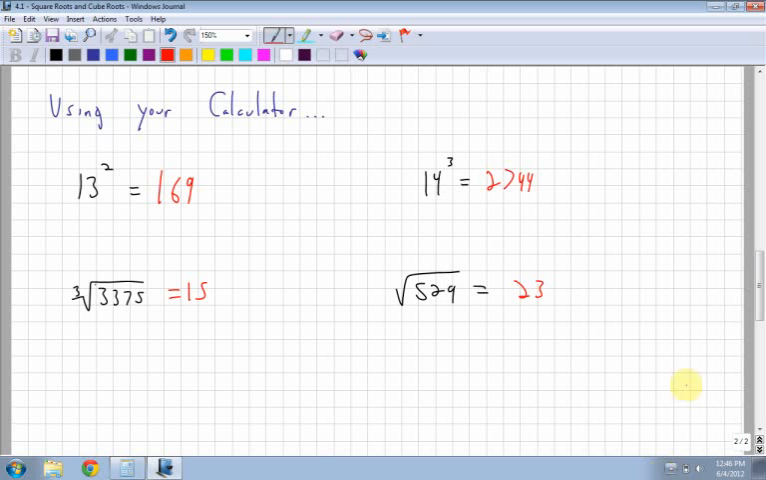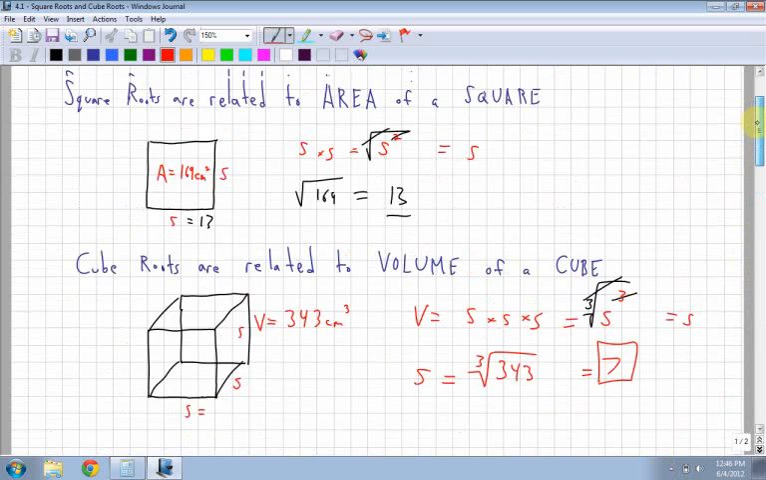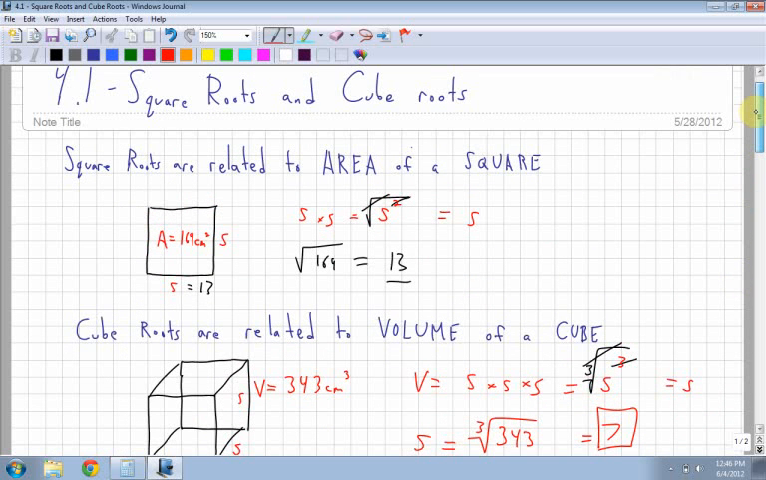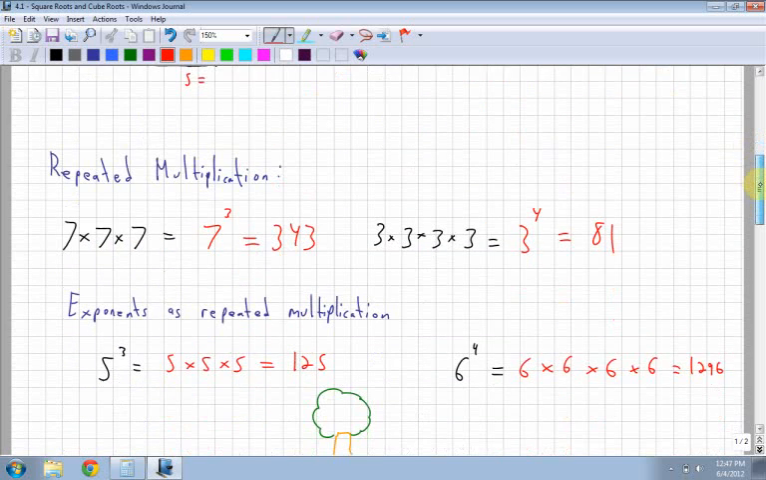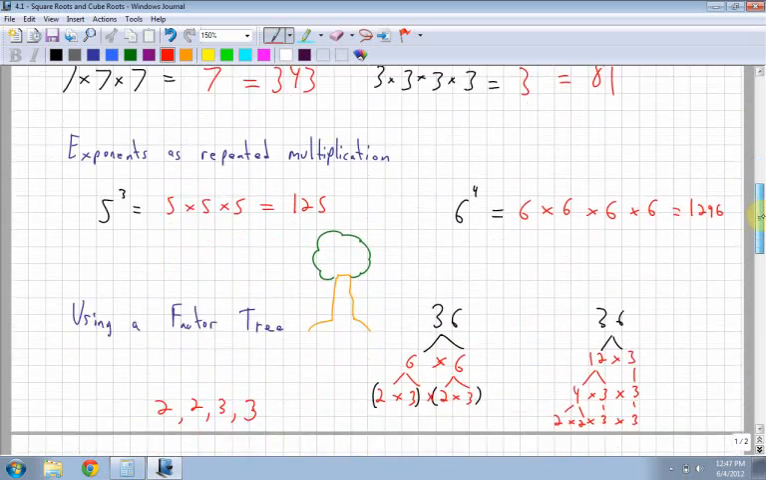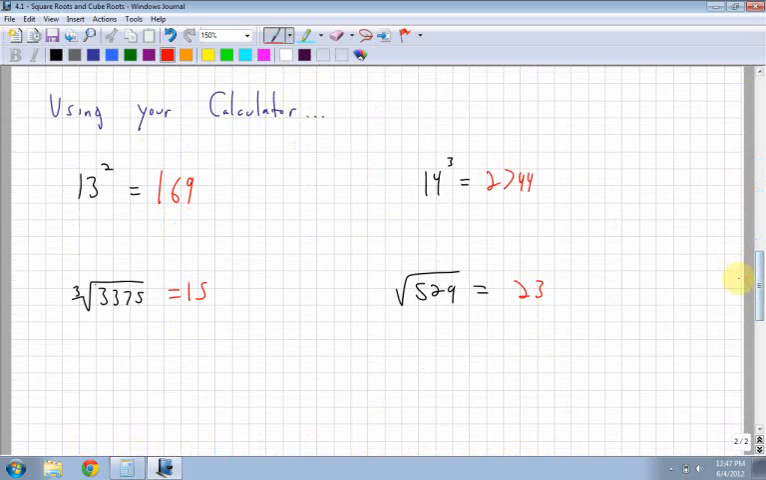So that concludes the lesson. Just know that square roots are related to area of a square, cube roots, volume of a cube. Know how to do repeated multiplication, exponents, factor trees, and know how to use your calculator.